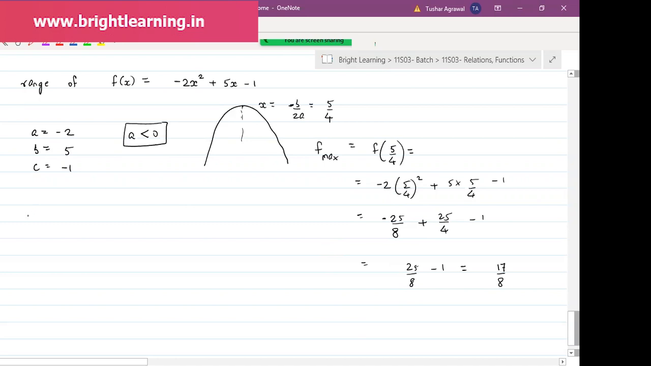Okay, so the range is minus infinity up to 17 upon 8, and 17 upon 8 will be included. Since this graph is downward facing, it is from negative infinity and it is going up to a positive value. You can see that it has two roots. Check b square minus 4ac also. b square minus 4ac is greater than 0, so two real roots. Yes, sir. One more sum.